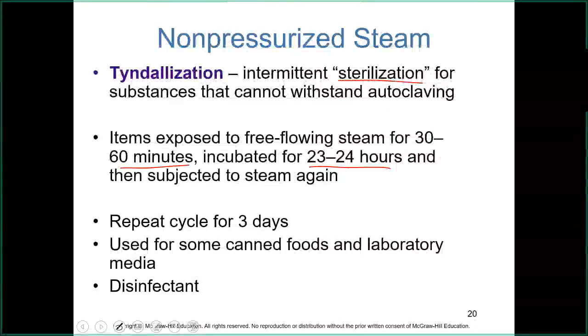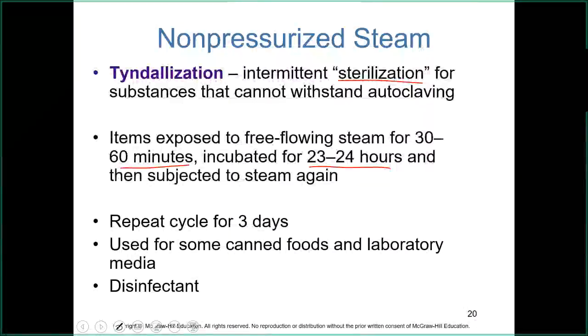is some of the endospores will become regenerated. They'll go back through this process of germination again, and you'll get active cells. Well, once that happens, you can go ahead and hit it with some steam again.